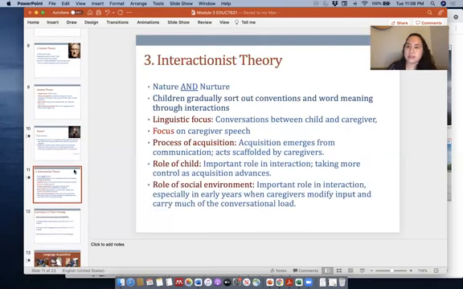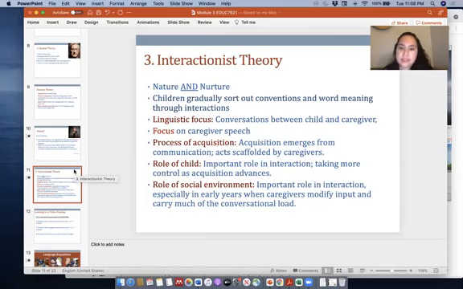Now, the third theory under first language acquisition is interactionist theory. And so, as you can probably figure out based on the name, interactionism here involves a lot of the child interacting with the environment. So here the child is sorting out the conventions and meaning of words gradually through experiences and interactions with groups and individuals in their communities. And here the focus is a lot about conversations between the child and their caregivers and guardians since they're really young.